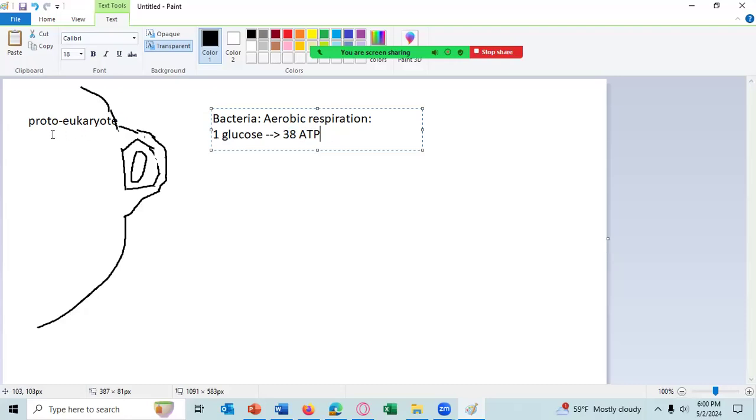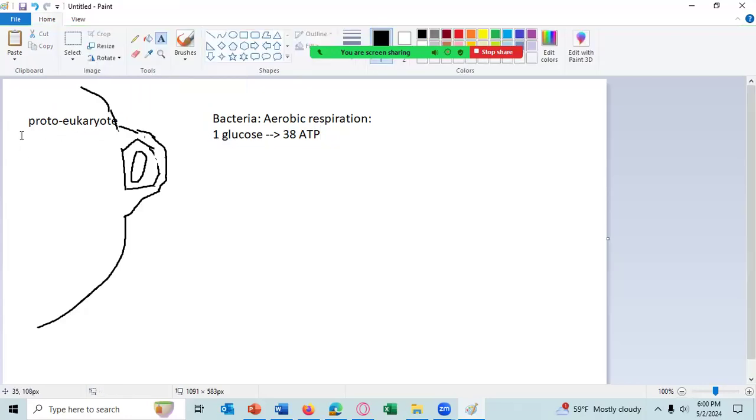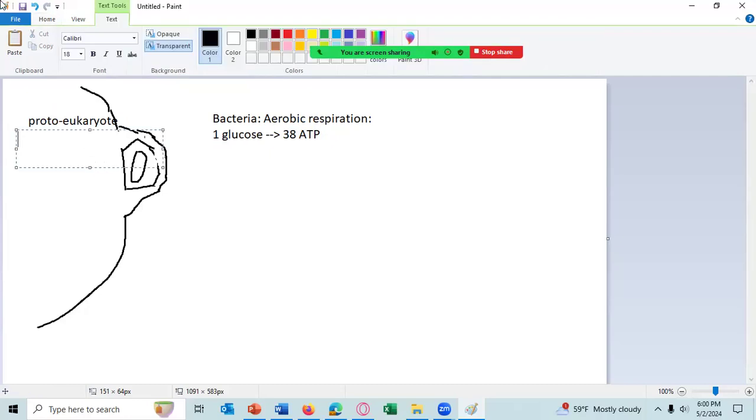The proto-eukaryote could not engage in aerobic respiration. It could engage in fermentation, making 2 ATP per molecule of glucose.